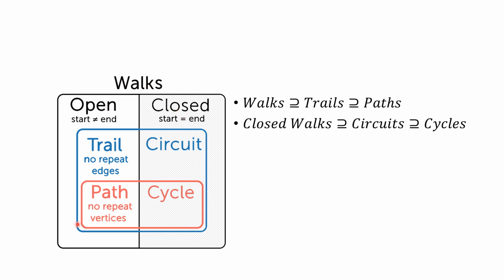Now, inside that, the subset is trail or a circuit. It is a trail or a circuit if there are no repeated edges. If there are no repeated edges in a walk and it is open, it's a trail. If there are no repeated edges in a walk and it is closed, then it is a circuit. Now, if we take a further subset of it with one more restriction added, that there should be no repeated vertices: if a walk has no repeated vertices and it is open, it's a path. And if a walk has no repeated vertices and it is closed, then it is a cycle.